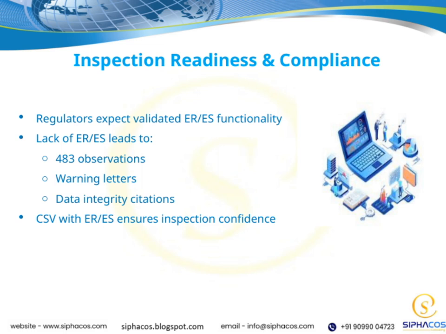When ER&Es are missing or not validated, it can lead to serious issues. For example, there have been 483 observations related to this, which is quite significant. These gaps can also result in warning letters and citations for data integrity, which can impact our reputation and compliance standing. Now, on the flip side, if we include CSV files with ER&Es, it greatly enhances our inspection confidence. This all ties back to our overall goal of being inspection-ready and compliant at all times.